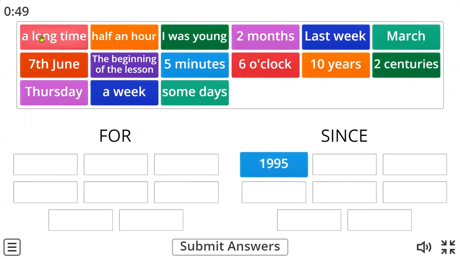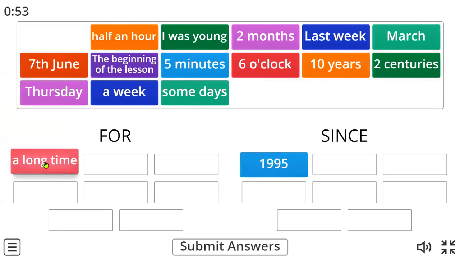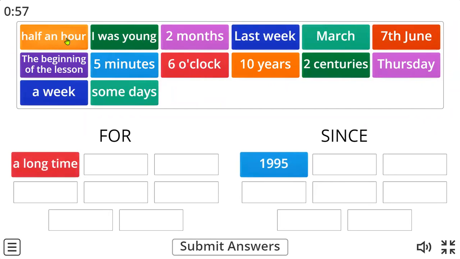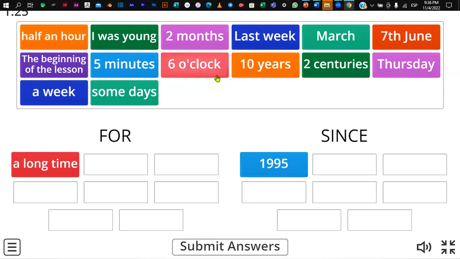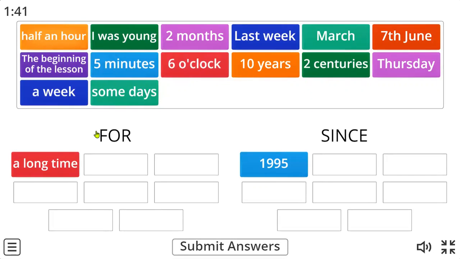Okay. This one is for. A long time, for. What about this one? For. Yes. Okay. Can you make a sentence using for? An hour. Half an hour. But try to make a sentence with the subject, the verb, and the complement, using for, of course. I walk half an hour every day. I walk for media hora. Okay, good. That is one sentence, that is correct.